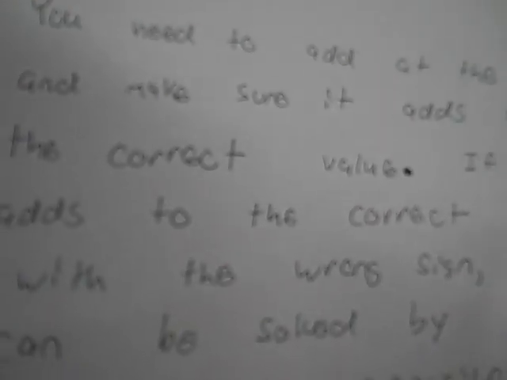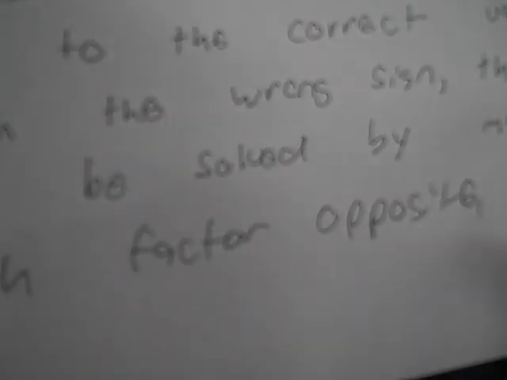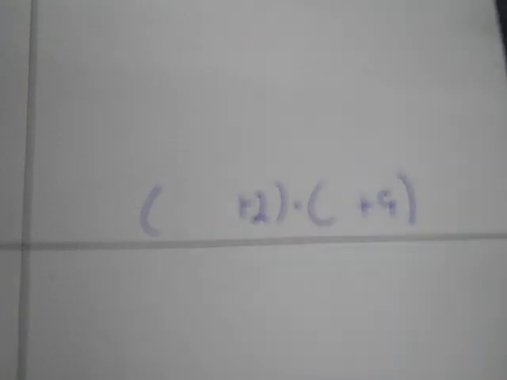If you have the right number, now it says you need to add at the end to make sure it adds to the correct value. If it adds to the correct value with the wrong sign, this can be solved by making each factor into the opposite. So you have negative 11 right now. You need positive 11. You just make them both the opposite sign into positive. I mean, they still match, okay? So now here's what you do. You put in positive 2, positive 9, okay?